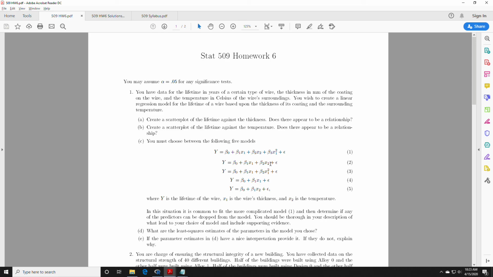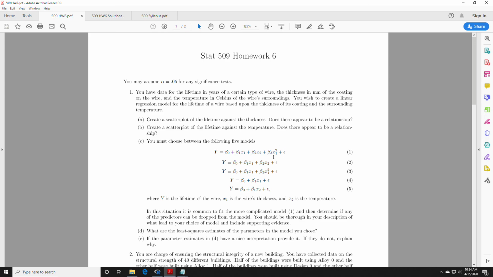another thing that is common to do is fit an interaction term, which would be y is equal to beta naught plus beta 1 x1 plus beta 2 x2 plus beta 3 x1 times x2, and then of course plus epsilon. That interaction term is kind of saying, do x1 and x2 interact in some way to affect y, not just individually, but their combination to affect y?